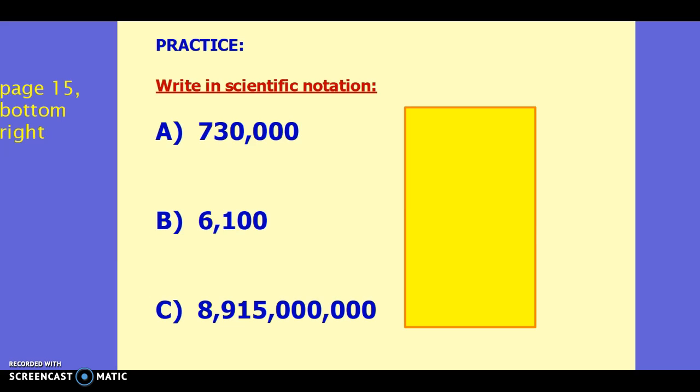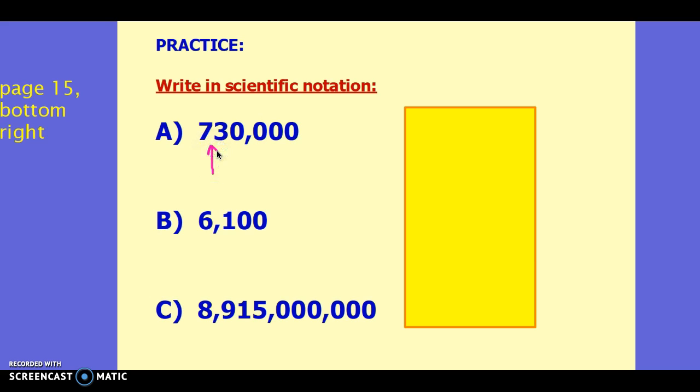Now we're going to go the opposite direction. So we're still on page 15, bottom right. We're going to take a number that's very large, and we're going to write it in scientific notation. So again, step number 1 is we want to take that number, and we want to put a decimal point in it to where we make it into a number between 1 and 10. So the place where that's going to have to happen is right there.